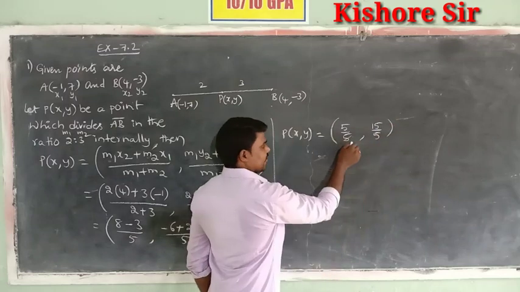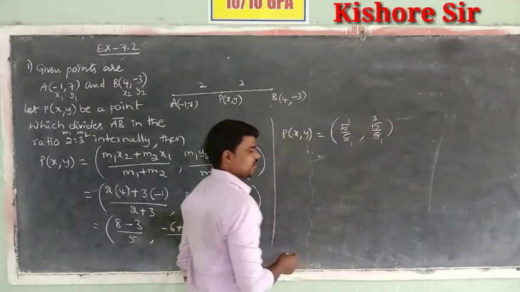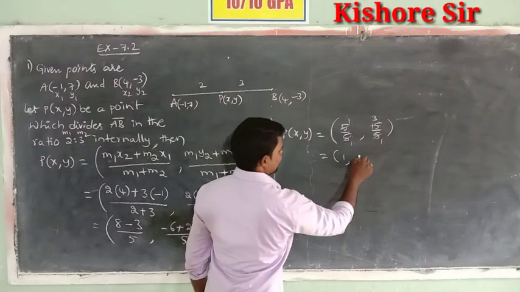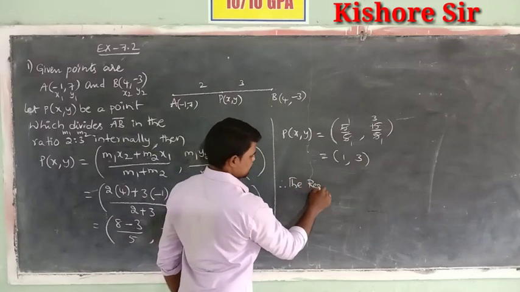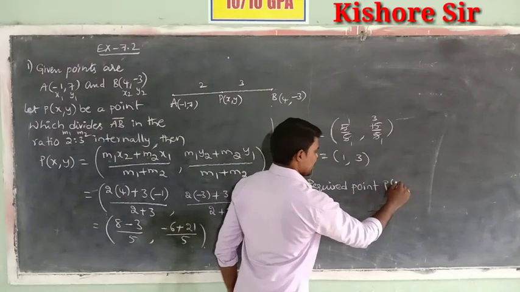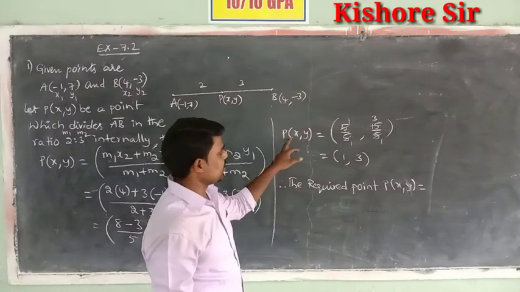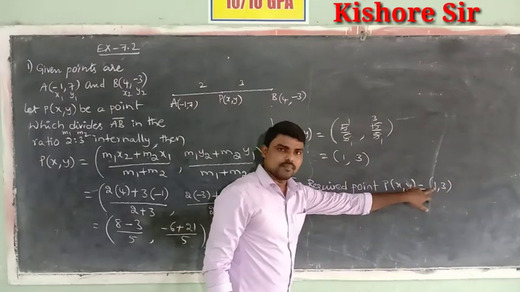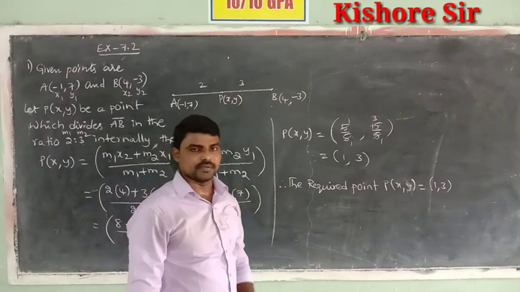See here, 5 1s are 5, 5 3s are 15. So that equals 1 by 1 means 1, 3 by 1 means 3. So therefore the required point P x comma y is the coordinates of P are 1 comma 3. So 1 comma 3 is the required point which divides the line segment AB in the ratio 2:3.